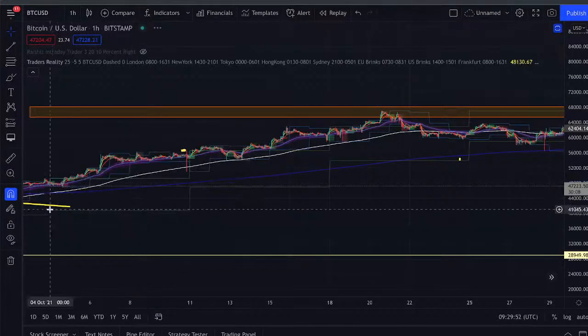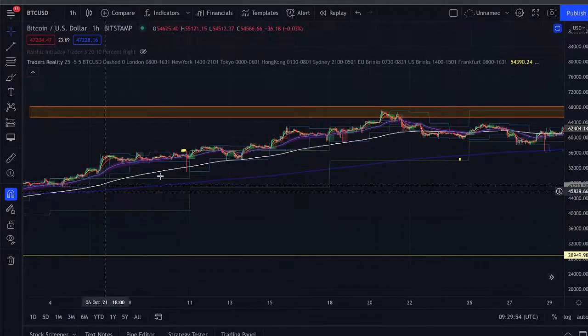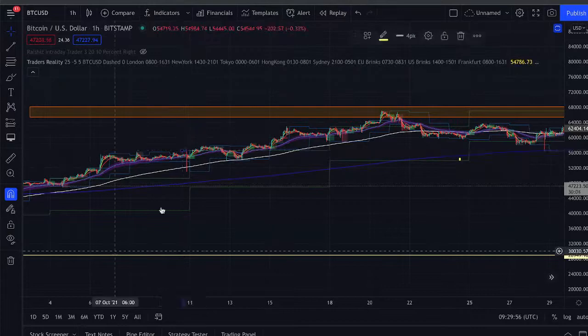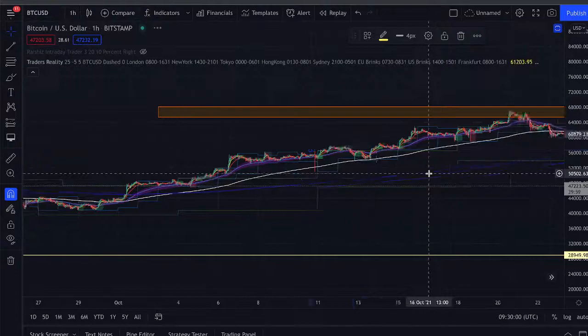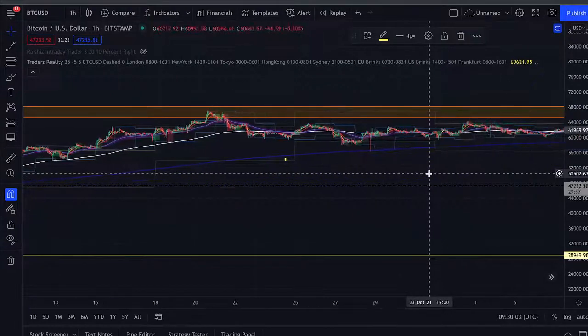So what happens as you go back in time, you start to notice, look at all the dots I've left here. A good example of this is about here.